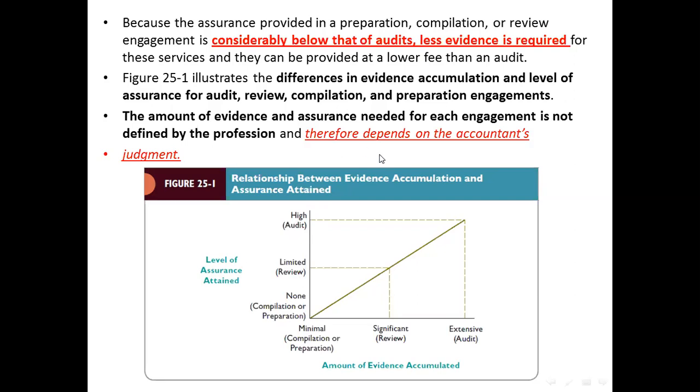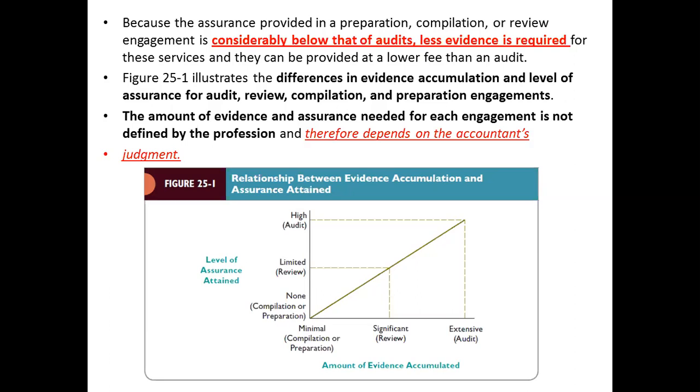With regard to the horizontal line, which contains the amount of evidence accumulated, how much evidence will be accumulated under completion of preparation of financial statements? We don't need to accumulate any evidence. The auditor just prepared the financial statements. The CPA firm is just concerned as accountants in preparing the financial statements, so there is no need to accumulate any evidence.